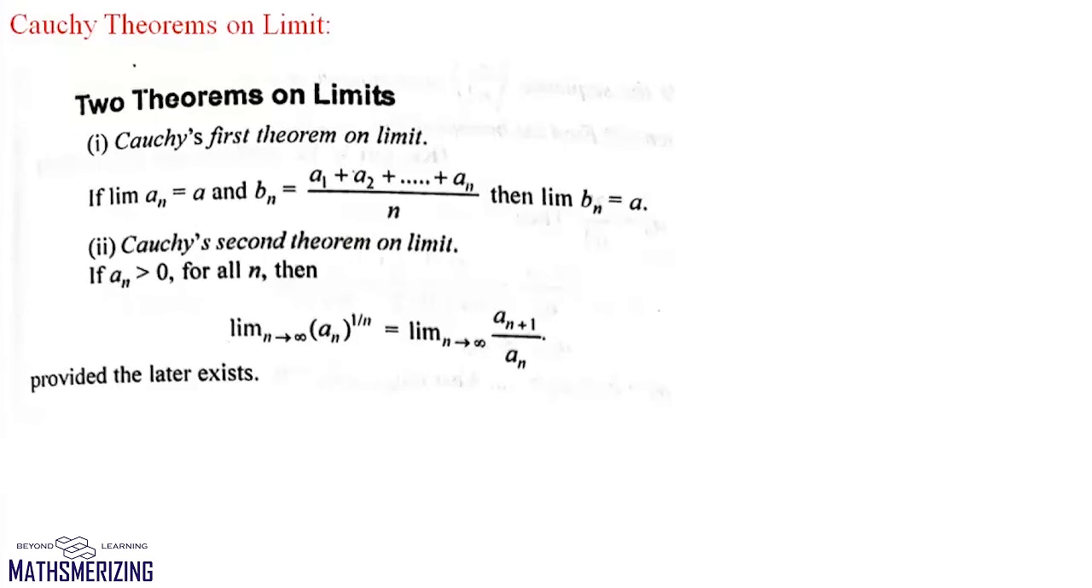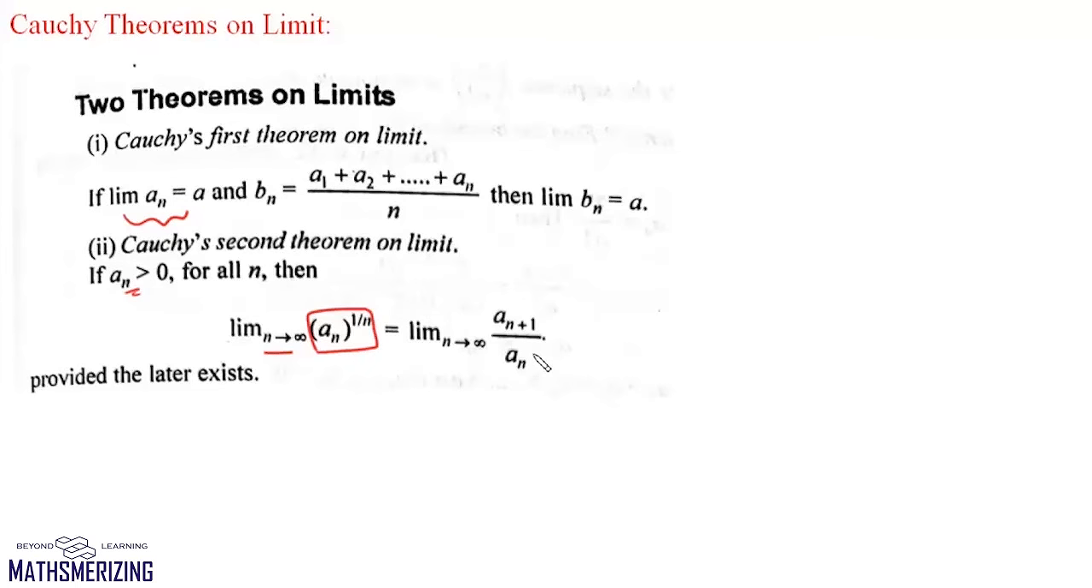Now there are two very important and simple theorems in limits, which are Cauchy theorems on limits. The first theorem says, if limit a_n equals a and b_n is the average of all these a_i's, then the limit of b is the same as the limit of a. And the second theorem says, if a_n is a positive number for all n, then the limit as n tends to infinity of a_n to the power 1/n will be the same as the limit as n tends to infinity of a_{n+1}/a_n.